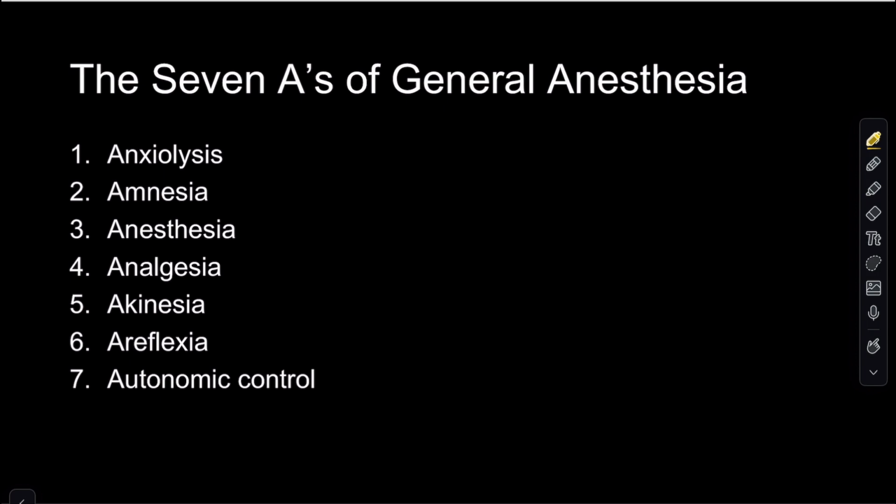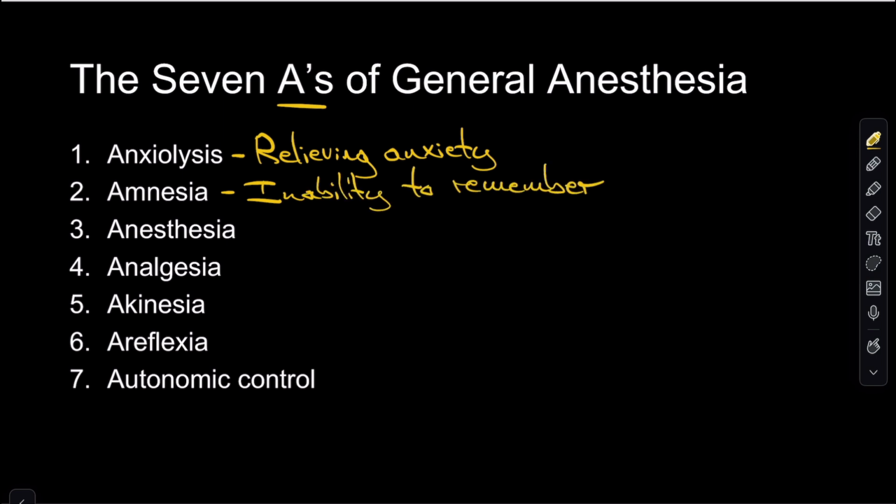The last topic that we'll touch on are the 7 A's, or the 7 pillars of anesthesia. So the first one is anxiolysis, which is just relieving anxiety. This is commonly done in pre-op with Versed or benzodiazepines. Next one is amnesia, so that's the inability to remember. Anesthesia, I also include it for this purpose as hypnosis. So providing an unconscious or sleeping state.